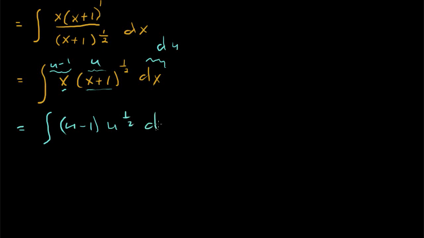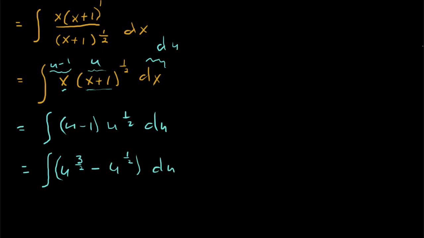Now it might occur to you that we've got a multiplication there. We could distribute that u to the 1/2 power into u minus 1. And I think that's a good idea. Let's go ahead and do that. So u to the 1/2 power times u is u to the 3/2 power, and then minus, and u to the 1/2 power times 1 is just u to the 1/2 power, and then du.